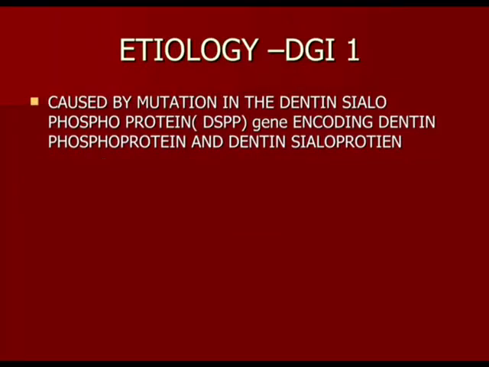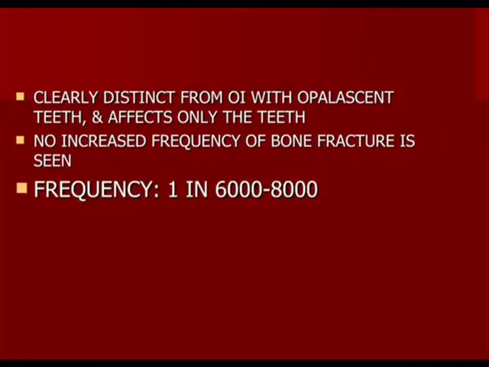Etiology: it is caused by a mutation in the dentin sialophosphoprotein gene encoding dentin phosphoprotein and dentin sialoprotein. Clearly, it is distinct from osteogenesis imperfecta with opalescent teeth and affects only the teeth. No increased frequency of bone fracture is seen.